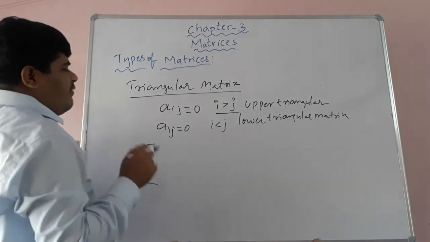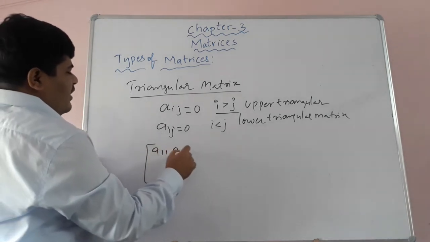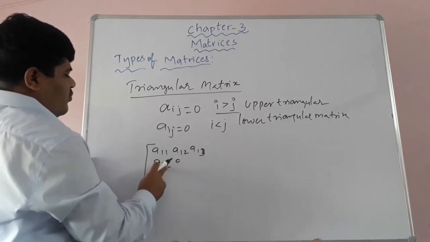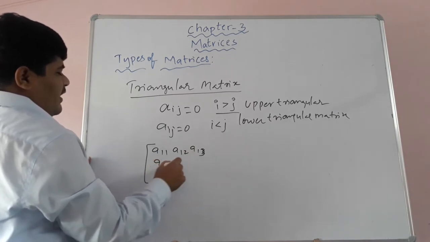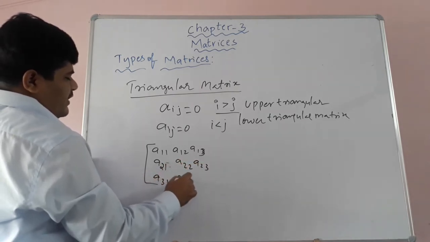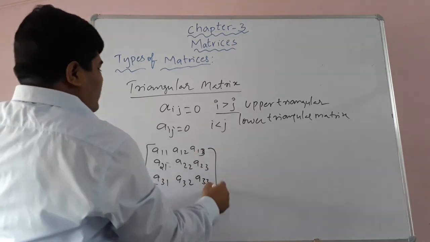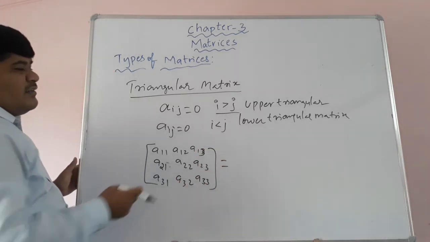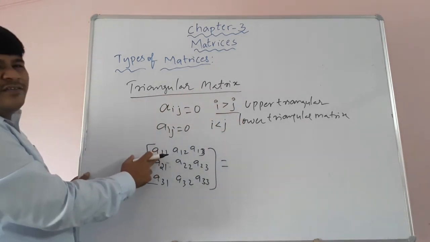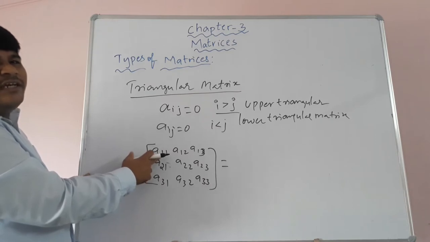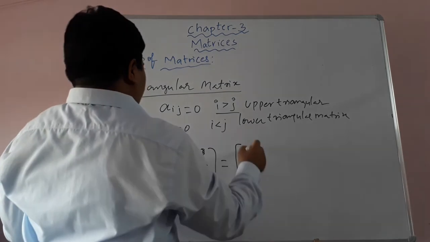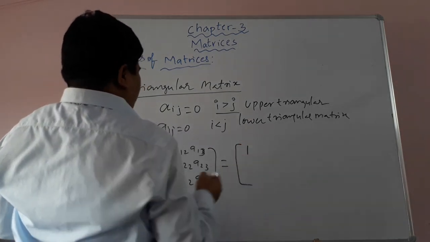Suppose A11, A12, A13, A21, second row, first column, A21, A22, A23, and A31, A32, A33. So children, I am taking one example. Here, where i is greater than j, the element should be 0. In 1 1, i indicates the row and j indicates the column. In 1 1 both are equal, so that will be non-zero. That may be like 1.